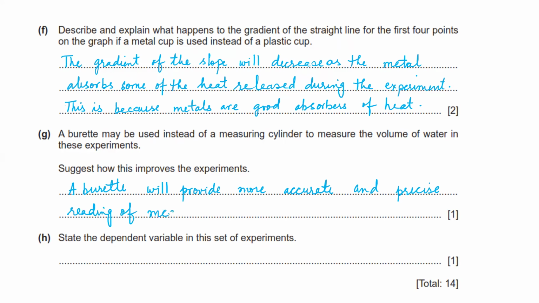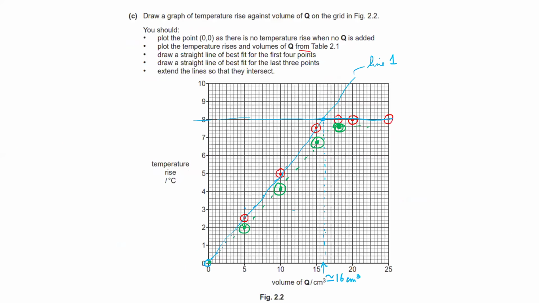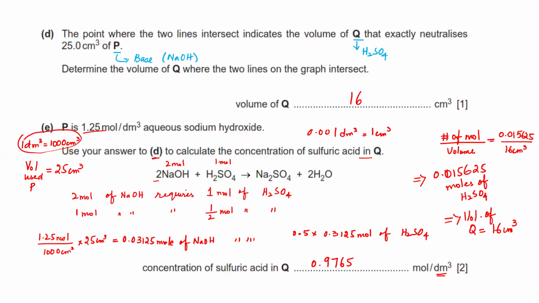Now, measured volumes. Okay. And it says part H: state the dependent variable in this set of experiments. Remember, in the graph, this is your dependent variable, and this is your independent variable. General criteria of making a graph: the variable on the x-axis is your independent variable, and the variable on your y-axis is your dependent variable.